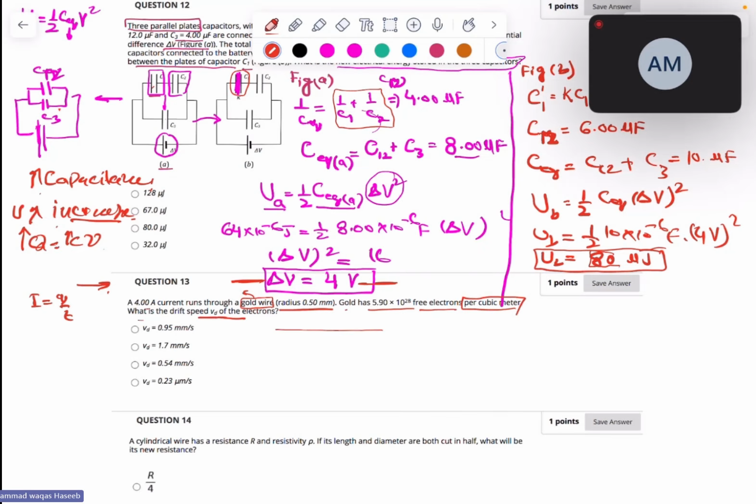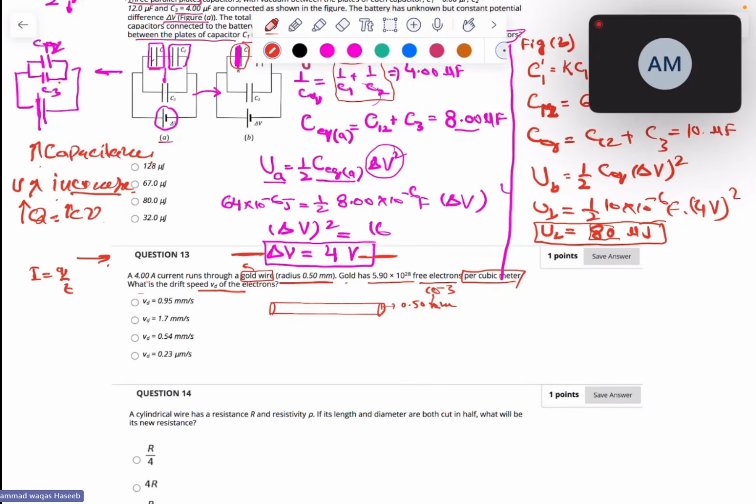So the situation is like this. You have a gold wire like this, and the radius is 0.50 millimeter, and milli is a prefix which is 10 to the power minus 3. So what is the drift velocity? The wire is connected to the battery, and when the current flows, the electrons start to move in a particular direction, so they drift.